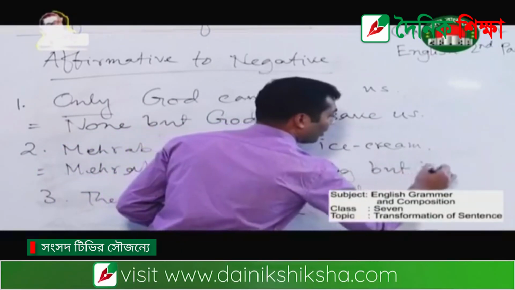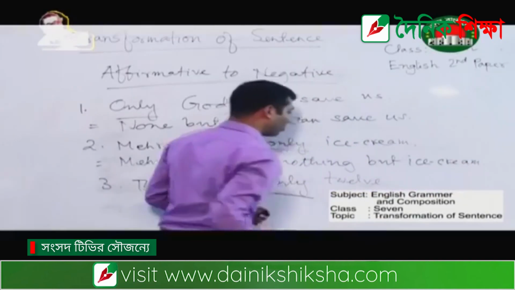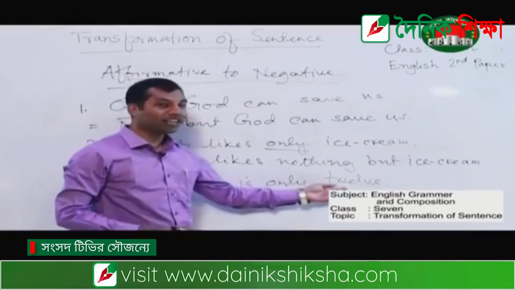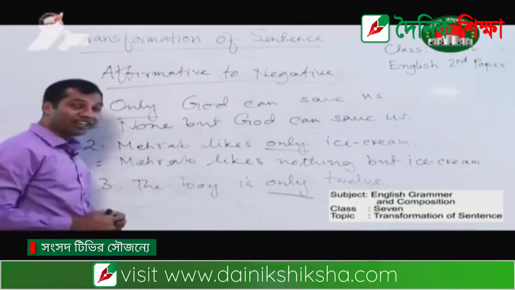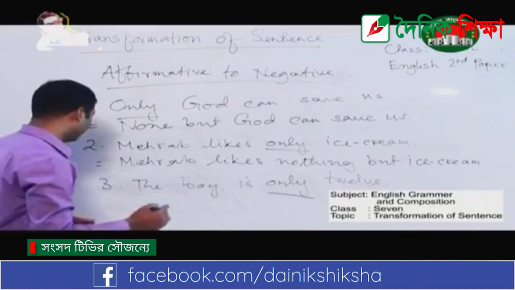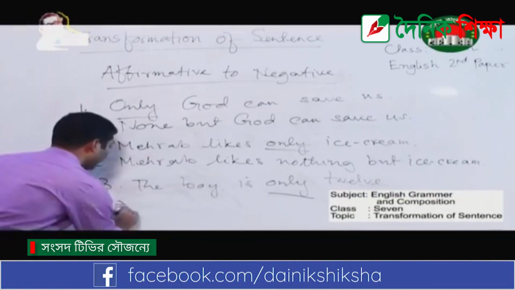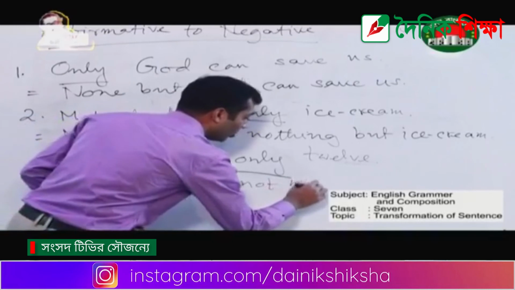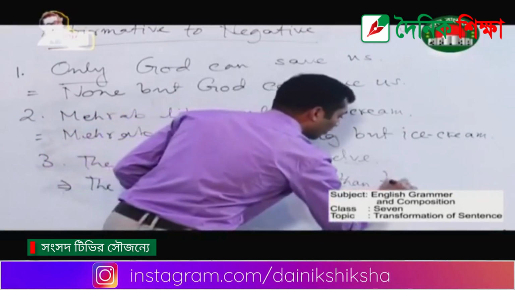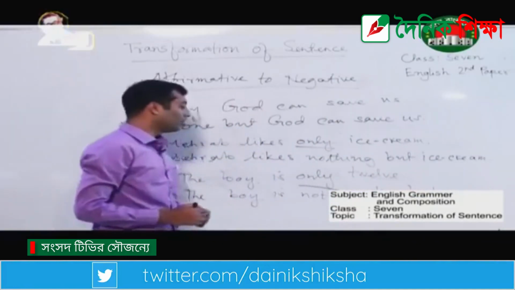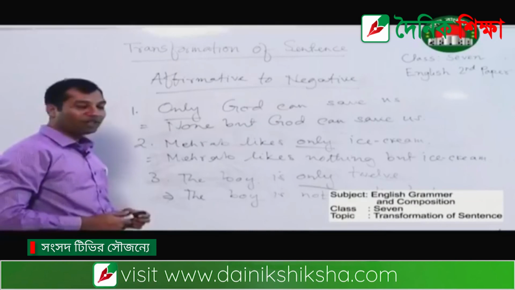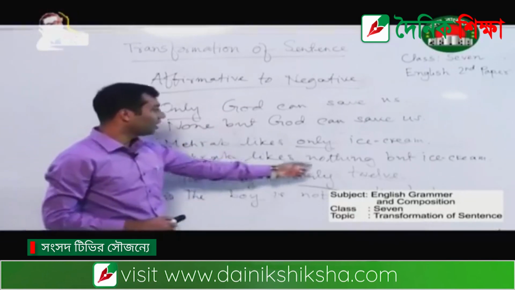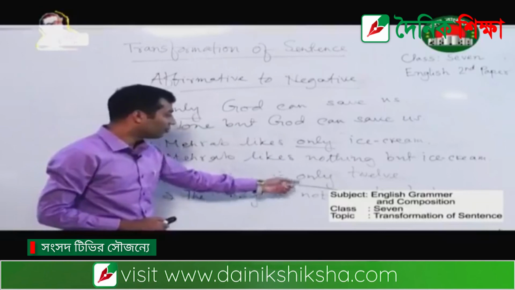Now come to the third sentence. Here only is demonstrating a number. So when only demonstrates any number, only turns into not more than or not less than. So it is preferable to use not more than. So it will be the boy is not more than 12. So we have already learned the use of only in affirmative sentence, and in 3 different cases they become none but in case of person, nothing but in case of thing, and not more than in case of a number.